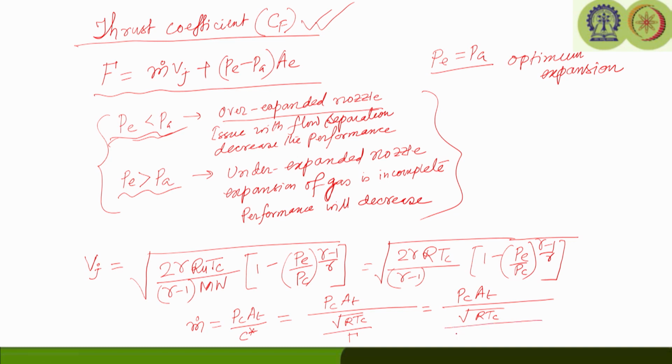divided by square root of gamma into 2 by gamma plus 1 to the power gamma plus 1 by 2 into gamma minus 1. I think we should remember these equations all the time, because on many occasions we have to recall the equation for C star and the Vj. These are very important equations. So, we should remember these.